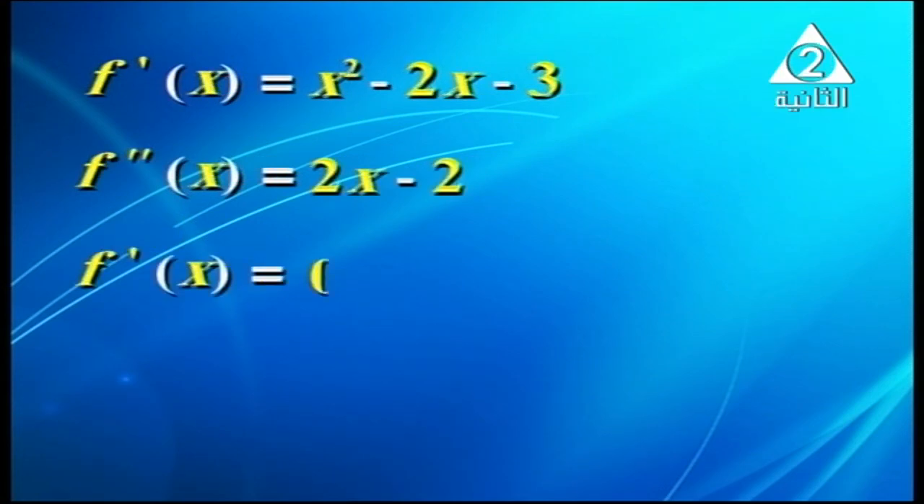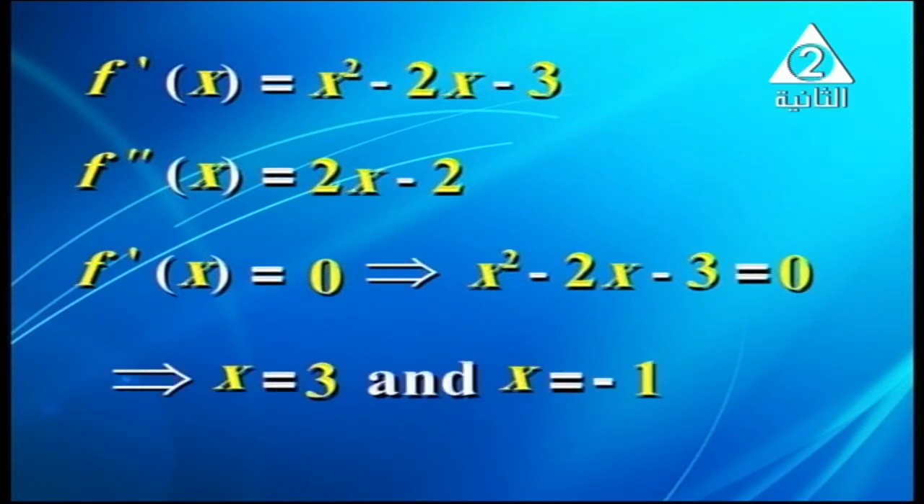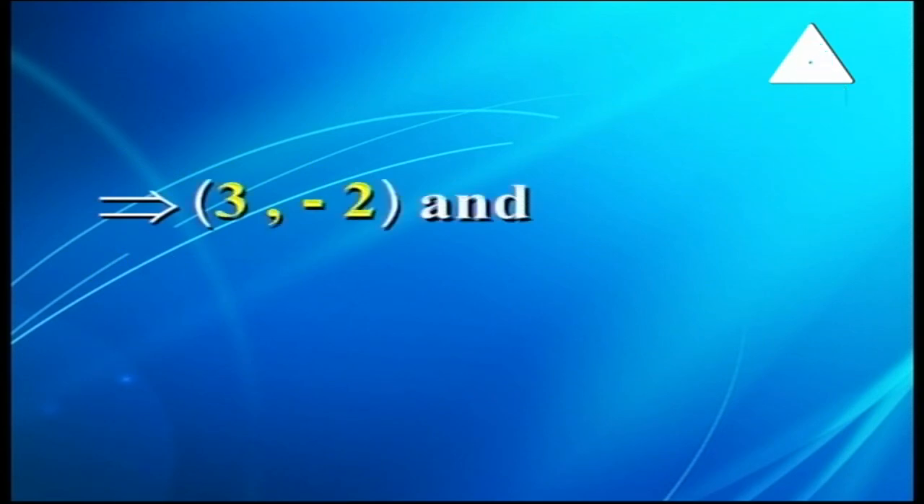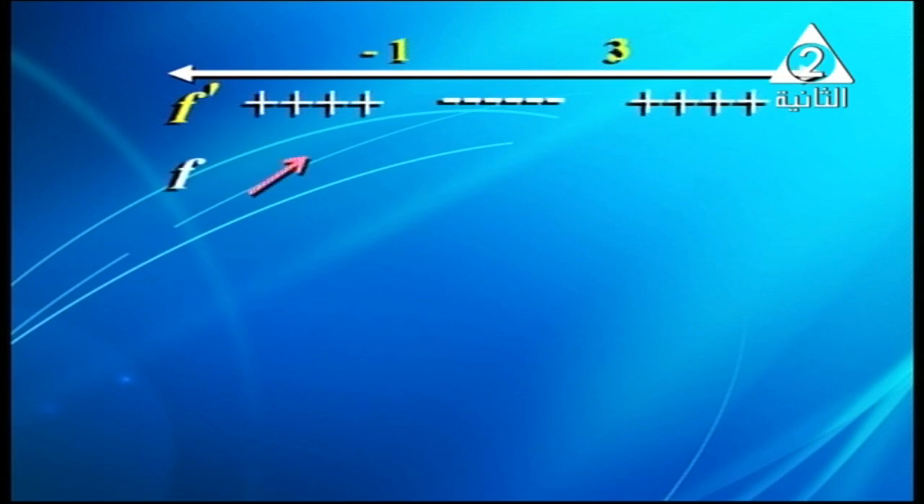F dash x equals 0, then x squared minus 2x minus 3 equals 0. By using factorization, x equals 3 or x equals negative 1. So the points (3, negative 2) and (negative 1, 26 over 3) are critical points. Look at the intervals. First interval, negative infinity to negative 1, then negative 1 to 3, then 3 to infinity. My dear student, the first is increasing, the second interval is decreasing, the third interval is increasing.